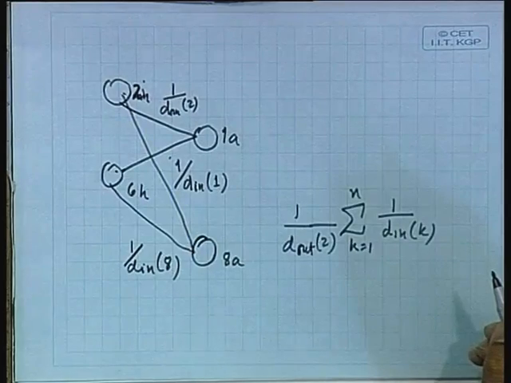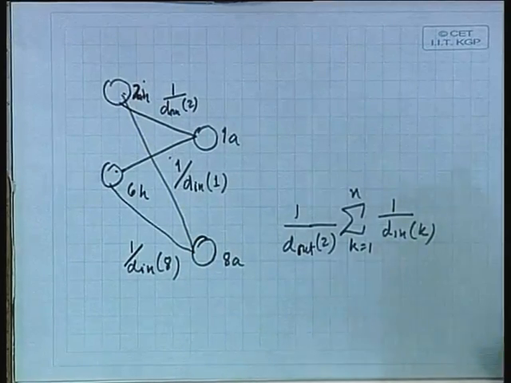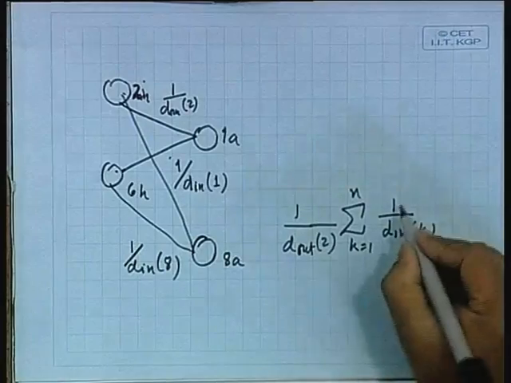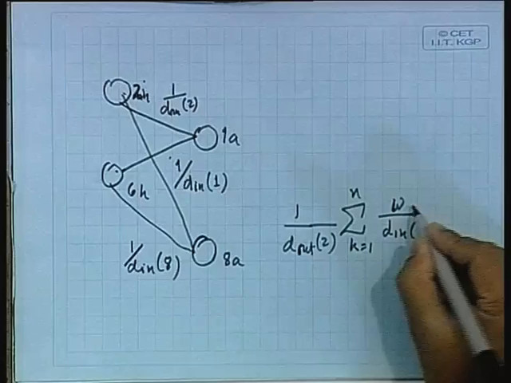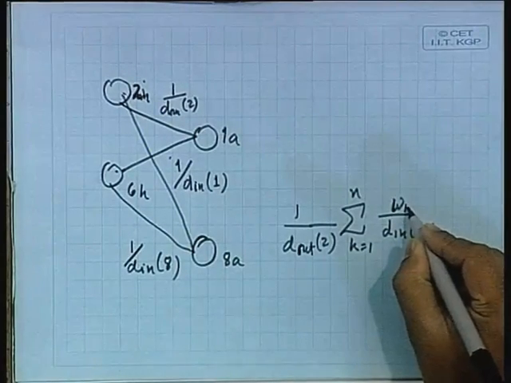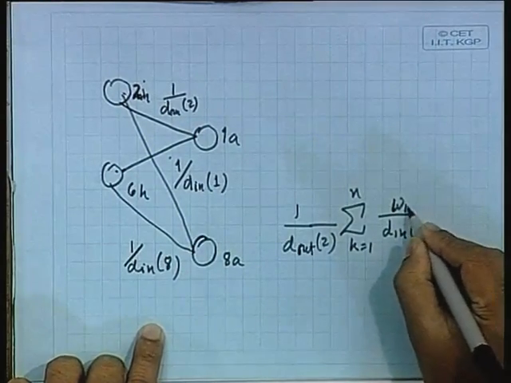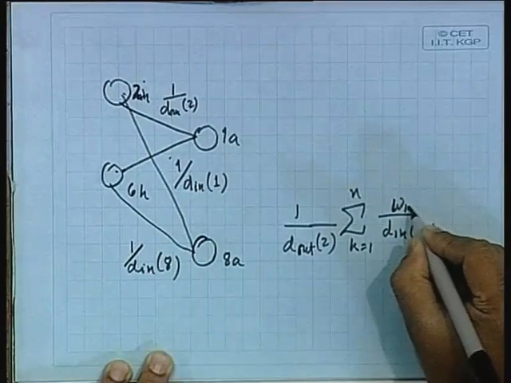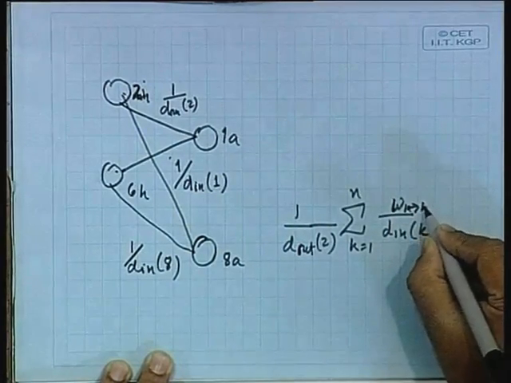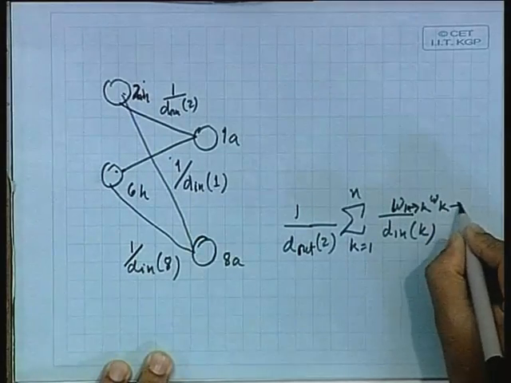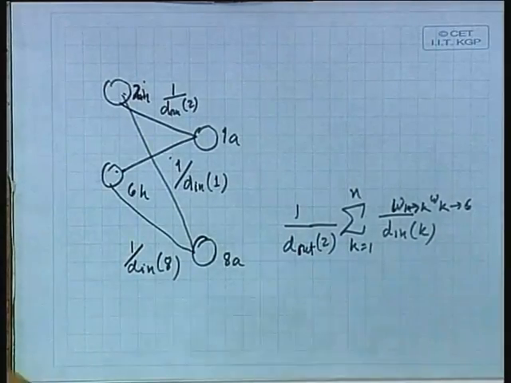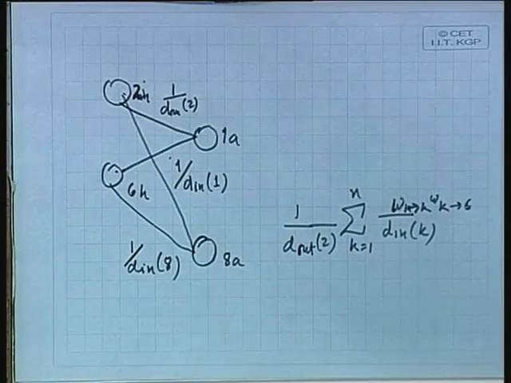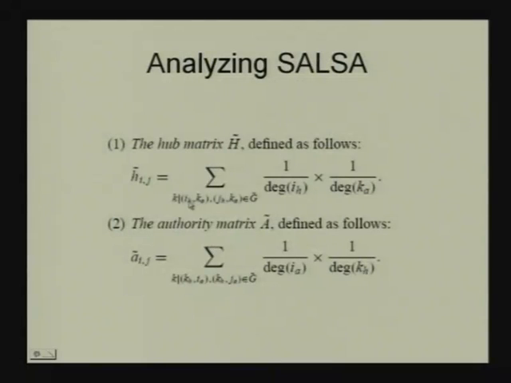Is it clear? Provided that the edge exists. So, let me rather replace it by provided that there is an edge between 2H and k, and there is an edge between k and 6 in this particular case. So, you could replace them by i and j and get the general formula. So, this is the general formula. There is an edge from i to k and k to j.